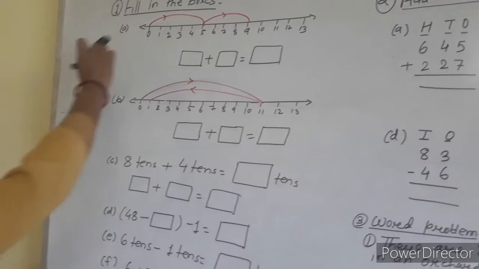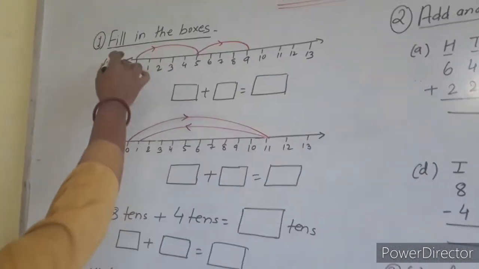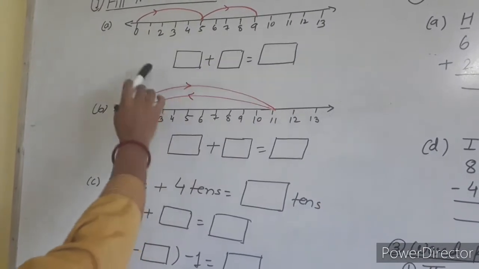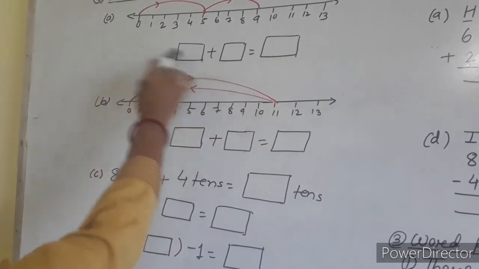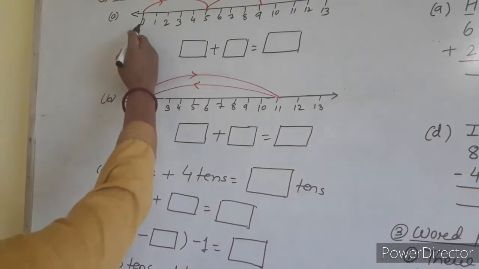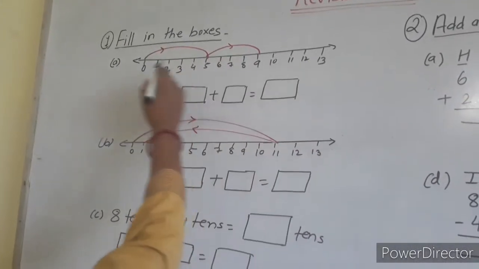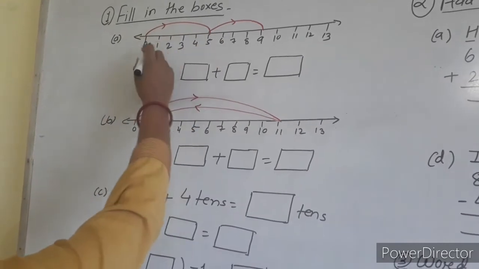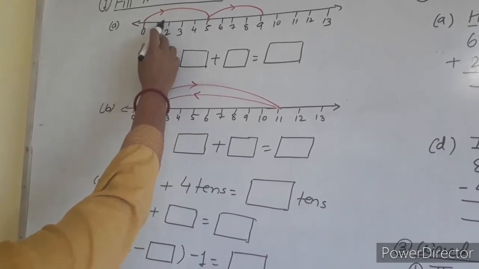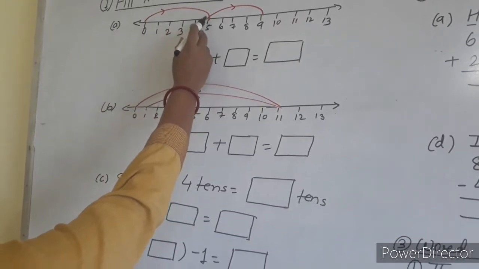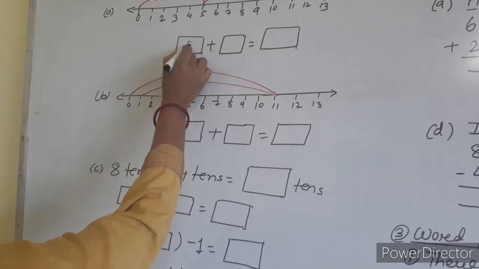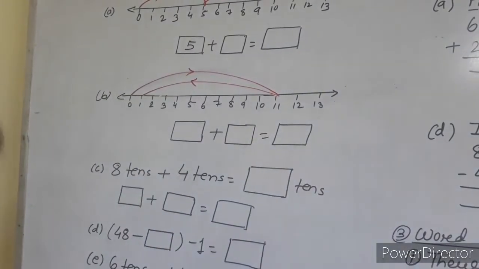The first one you will see is the fill in the blanks. The first is the number line. This is the addition that you have to do on the number line. The numbers are given from 0 to 13. Here it was already drawn from 0 to 5, that is 0 to 1, 2, 3, 4, 5. So you can write 0 to 5 means here you have to write 5.